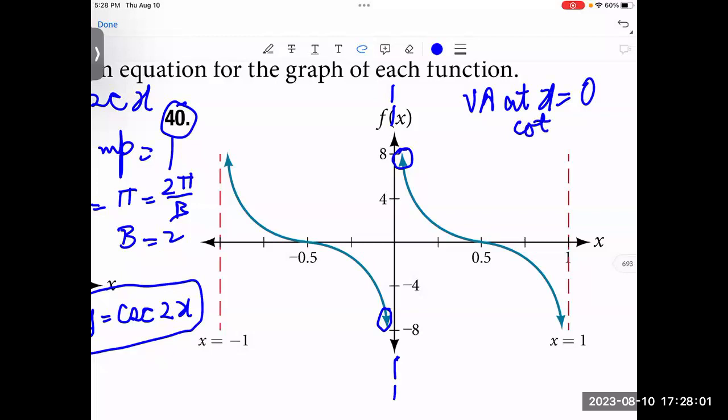At the quarter point between these two asymptotes, which would be here, the y coordinate seems to be about 1. And then at the 3/4 point, which would be over here, the y coordinate is about -1. So the stretching factor is 1.